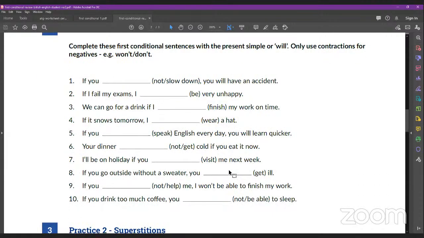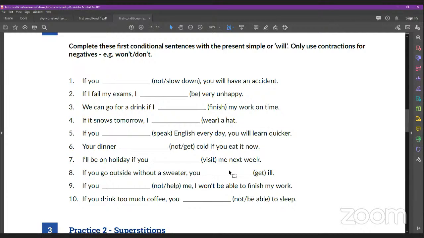Please volunteer for the exercise number 1 and number 2, please. Thank you, Miss. If you don't slow down, you will have an accident. Number 2? If I fail my exams, I will be very unhappy. Okay, that's correct, mister.